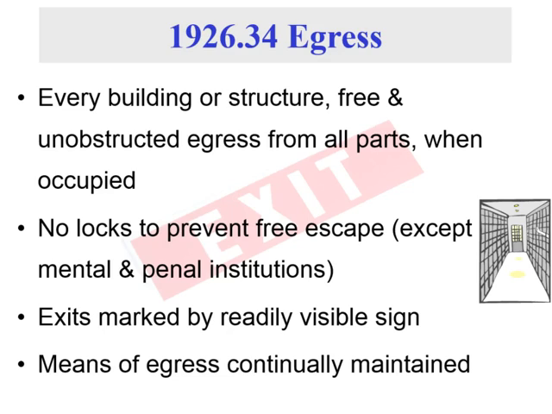And then egress. You have to make sure that every job has an unobstructed egress. If there is an issue, that they can get out. No locks prevent escapes. Now, of course, there's exceptions. Mental hospitals, penal institutions, etc. But they usually have a very specific policy or program to make sure that is the case. Exits marked by readily visible signs, and you make sure that these egress areas are continually maintained.